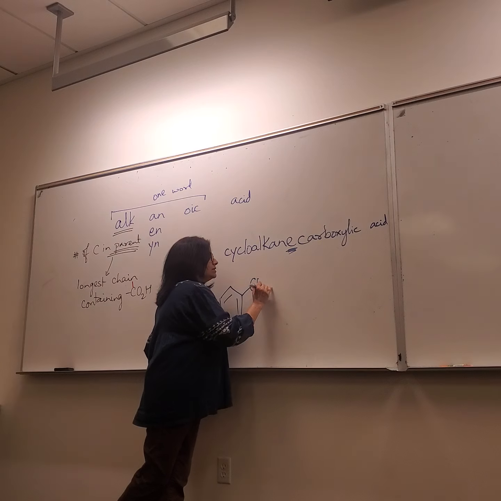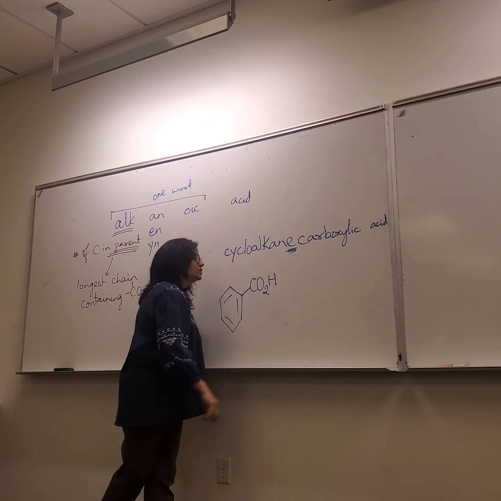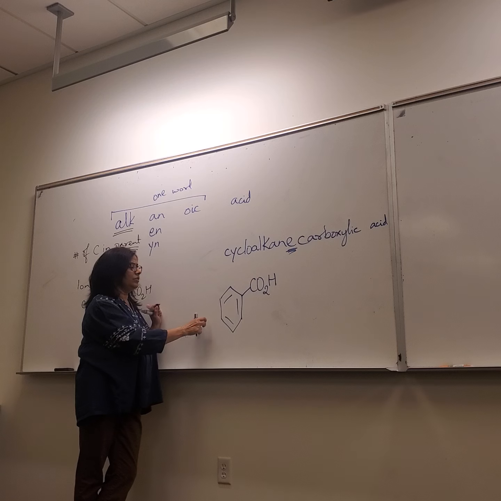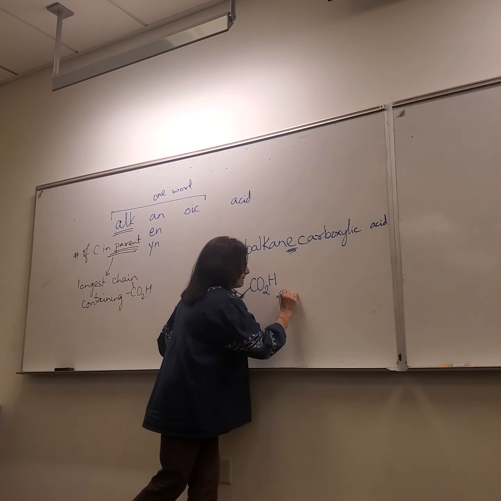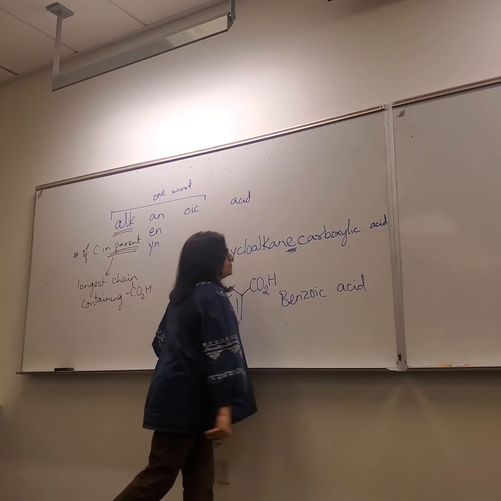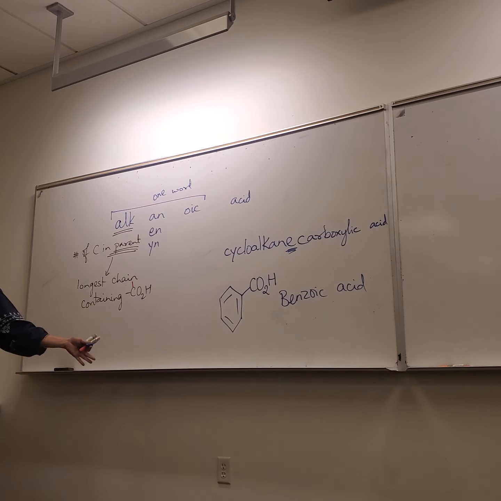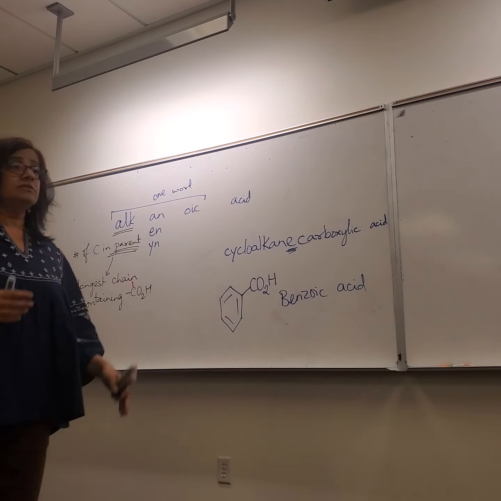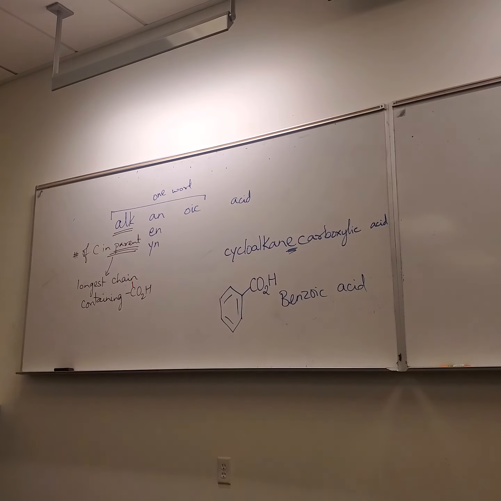There is one carboxylic acid on a benzene that has its own special name. What is that? Does anybody remember? Benzoic acid. That has its own special name. This is not cyclohexane carboxylic acid. That is benzoic acid. Everybody okay? Let's just try these carboxylic acids first, then we'll go to the other.